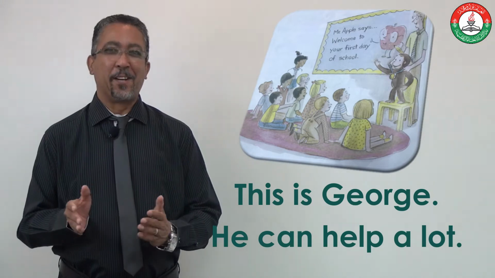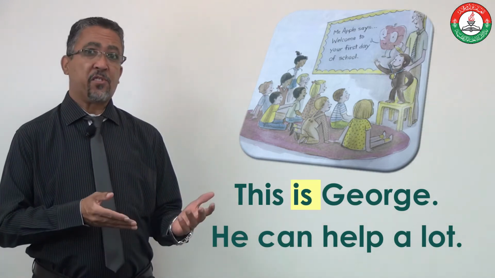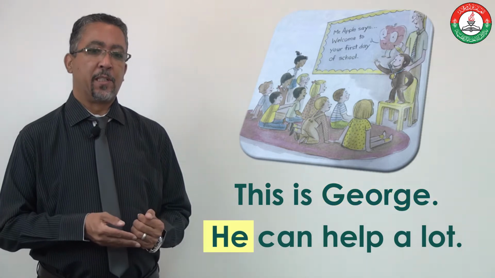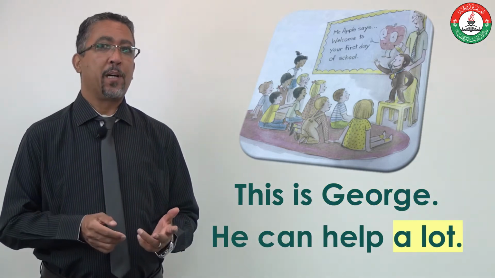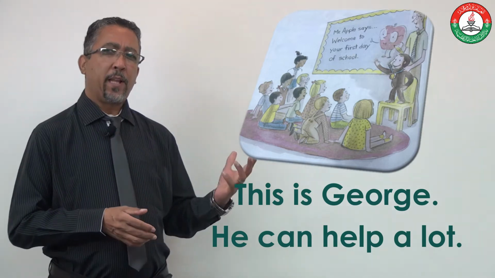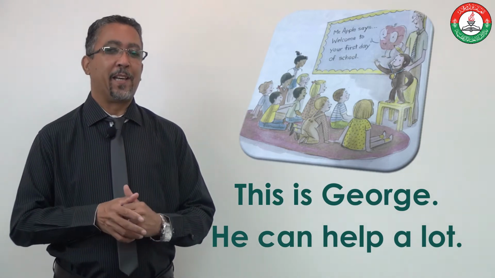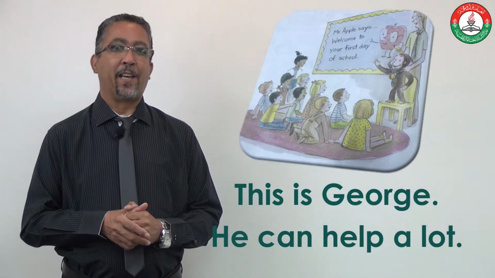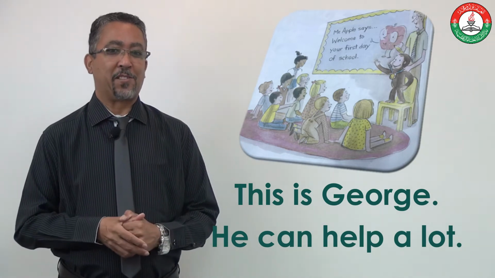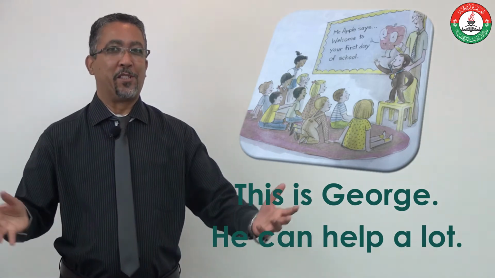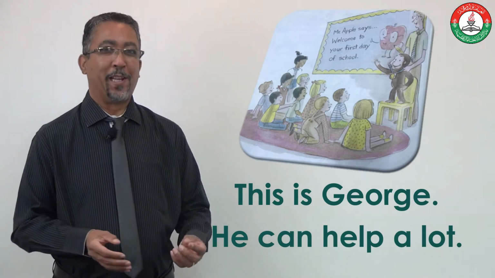Right, boys and girls. Now, we are going to read the story step by step. Are you ready? Here we go. This is George. He can help a lot. Now look at the picture. What do you see? You see a monkey, and he is standing in front of the class, and he is talking to his new friends. He wants to be like the teacher.